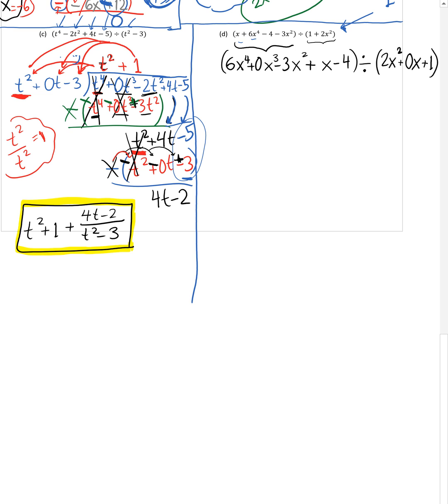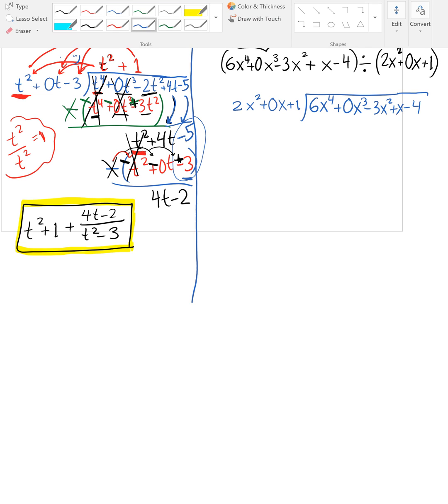Alright, now I'll set this up as a long division problem. I've got the divisor 2x squared plus 0x plus 1. I'm dividing that into this crazy big dividend, 6x to the 4th plus 0x cubed minus 3x squared plus x minus 4. Alright, we'll try this guy here.